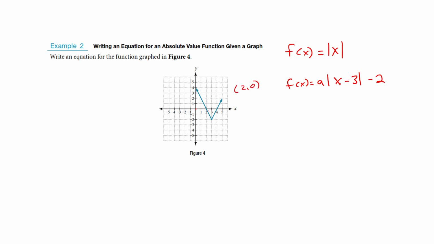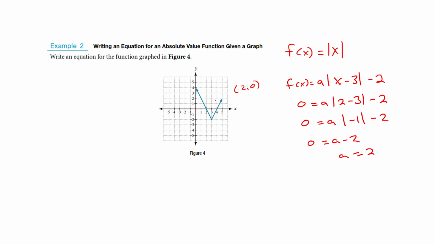Okay? I'm going to put this point in. So here's what I've got. 0 equals a times the absolute value of 2 minus 3, minus 2. Now I'm just going to solve for a, and then I will know what kind of stretch or compression I had. Now I get the absolute value of negative 1. Now this turns into just positive 1, and a times 1 is just a. So I've got a minus 2. I'm going to switch sides here, but a is equal to 2. So now I know. This had a vertical stretch of 2.